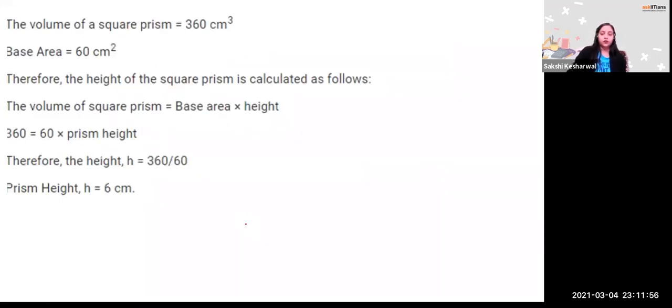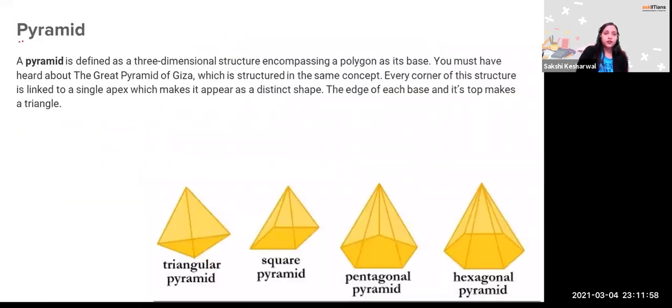Okay, now coming to the next topic. The next topic is the pyramid. What is a pyramid? Have you seen the Pyramid of Giza? It's always like this, with a top. A pyramid is defined as a three-dimensional structure with a polygon as its base. It can be any base. You must have heard about the Great Pyramid of Giza, which is the same concept.